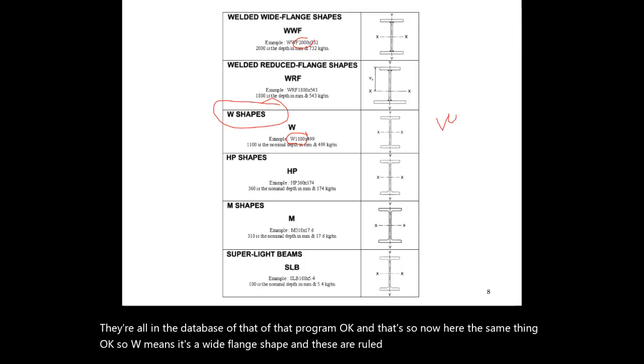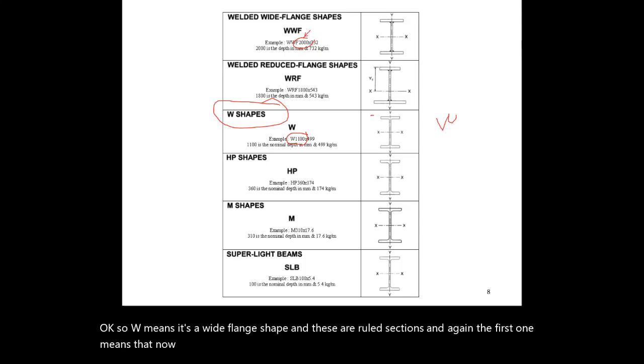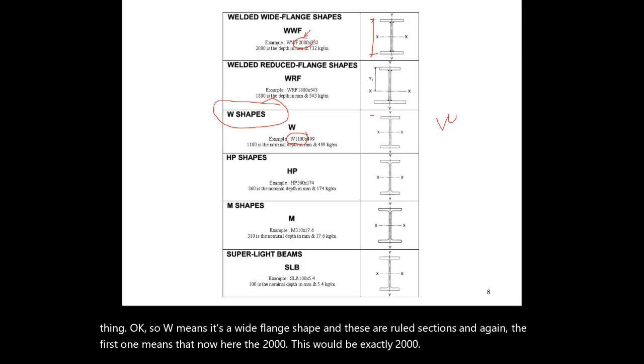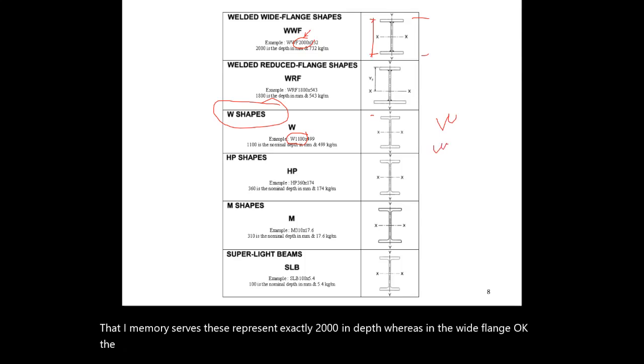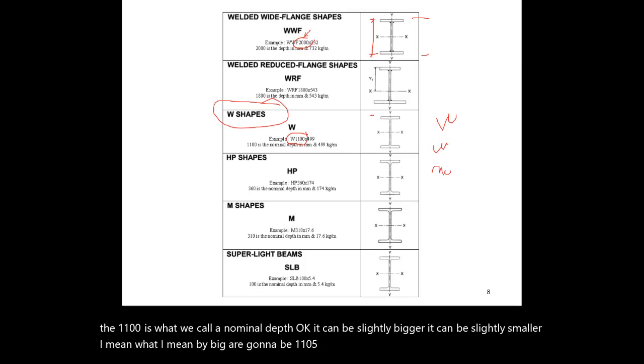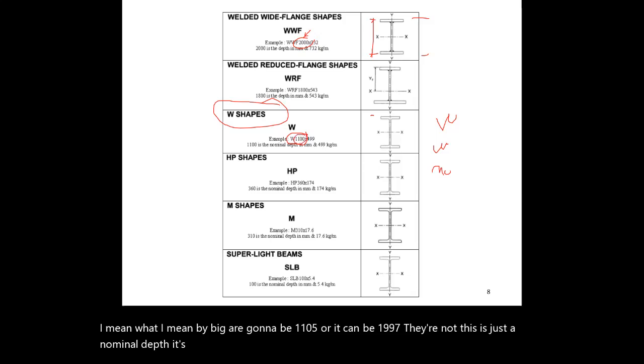W means it's a wide flange shape, and these are rolled sections. Again, the first one means that now here the 2000 would be exactly 2000. If my memory serves, these represent exactly 2000 in depth. Whereas in the wide flange, the 1100 is what we call a nominal depth. It can be slightly bigger or slightly smaller; I mean it can be 1105, or it can be 1997. This is just a nominal depth, approximately that, and there are tables where you can get the exact depth if you need it, but it varies.